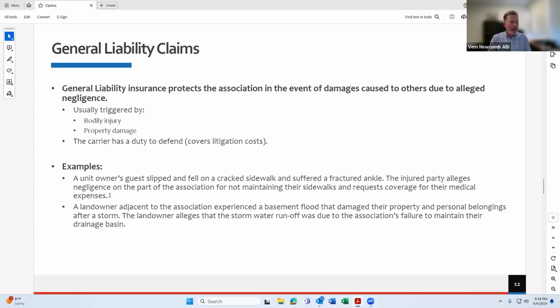And then here's one. A landowner adjacent to the association experienced a basement flood that damaged their property and personal belongings after a storm. The landowner alleged that the storm runoff was due to the association's failure to maintain their drain basin. So there's another example of property damage, and how a liability policy would respond. Any questions on liability before we go over to D&O?